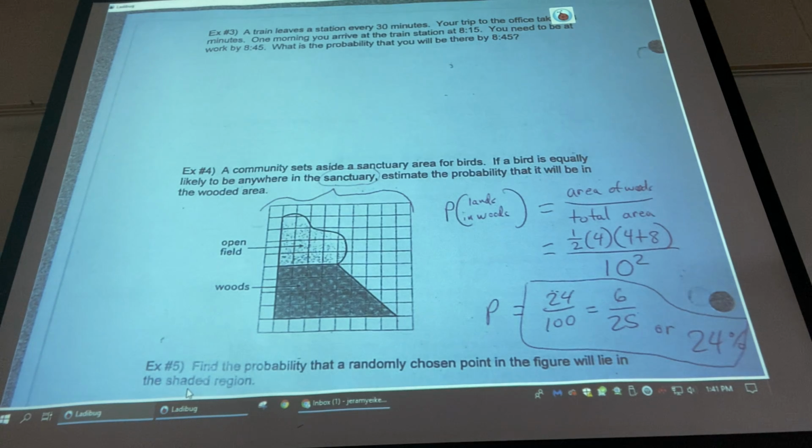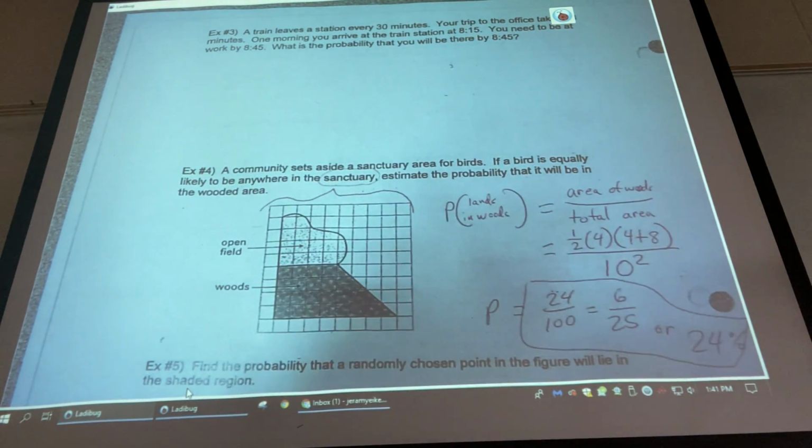Can you guys envision time as being like a line? Yeah, sure. Where you got earlier time and later time? Yeah. Well, you can kind of think of this problem this way. It says that a train leaves a station every 30 minutes, and it says your trip to the office takes 18 minutes. Let me fill in some details. You're riding the train to work. Is everybody with me on this? Yeah. Or you're in a big city and you ride a train.